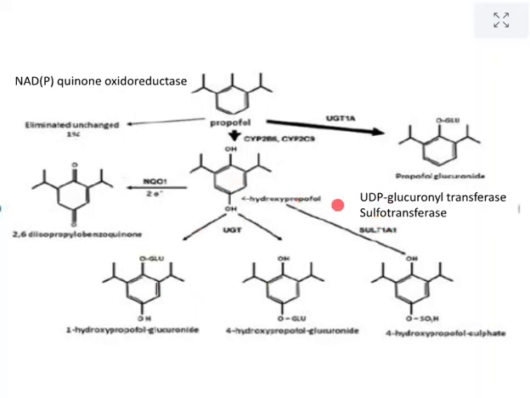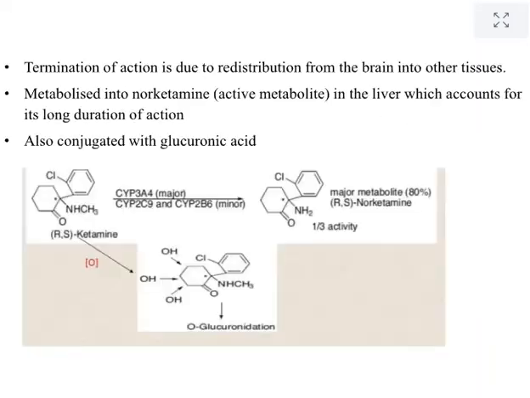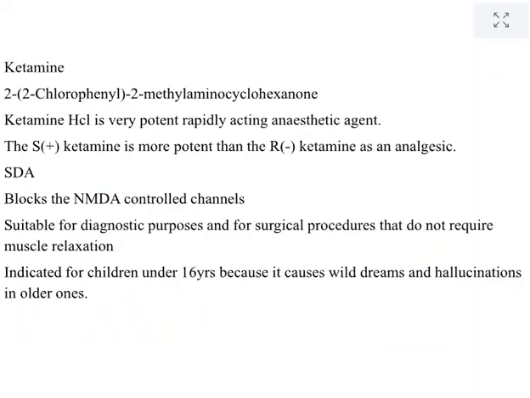Again, because of the structure, the metabolic routes are not very difficult, and I believe we can understand all of them. That is propofol, and there is ketamine. That's quite a complex name there, methyl aminocyclohexanone, not very complex. That's a chlorophenol substituent, methyl aminocyclohexanone. It is a very potent and rapidly acting anesthetic agent.